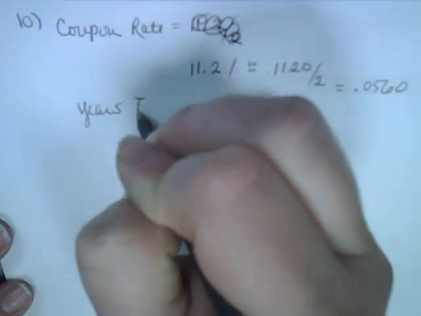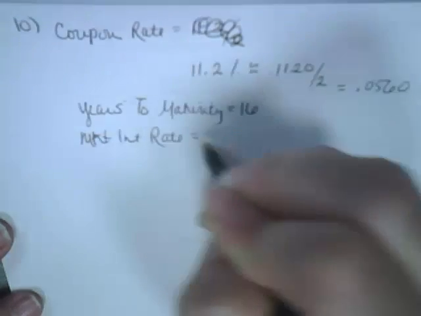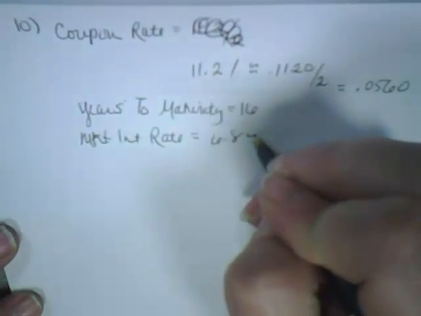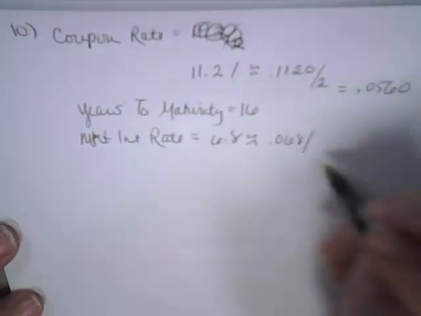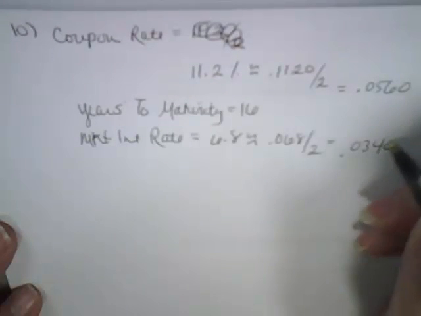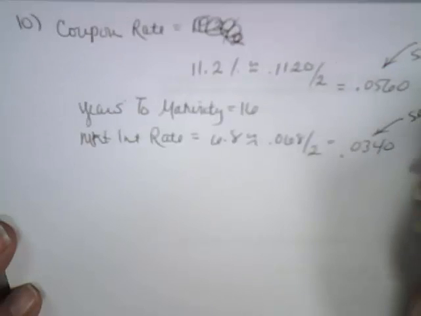Then when we go back and we look at, we have years to maturity, 16. And then we have the market interest rate of 6.8%. And we know that we're going to be working with this interest rate as well in 2 payments. So in half years, if we go ahead and adjust that, we end up with these semi-annual figures. This is semi-annual, and as well as this one.